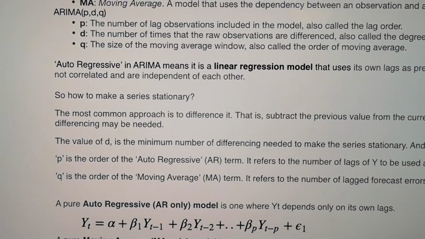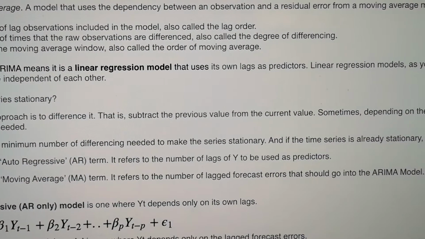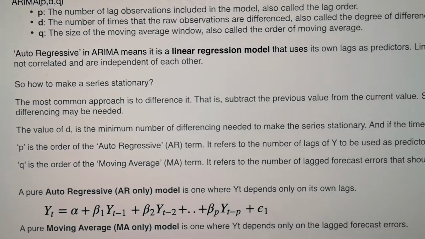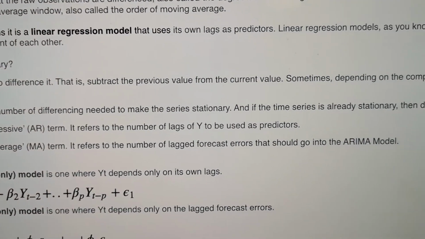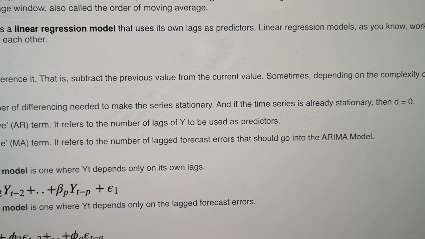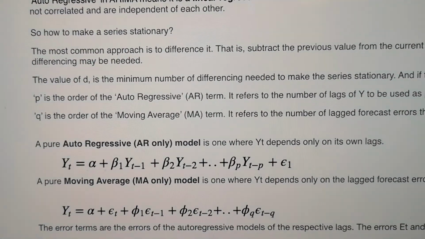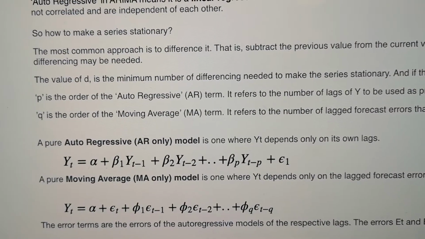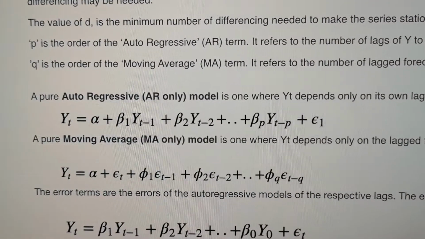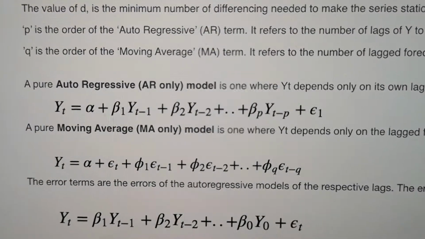For P, it's the order of the autoregressive AR term. It refers to the number of lags of Y to be used as predictors. Q is the order of the moving average MA term. It refers to the number of lagged forecast errors that should go into the ARIMA model. A pure AR only model is one where Yt depends only on its own lags. For example, the time t value here is a linear regression on the previous values at t-1, t-2, up to t-p, plus an error. It's a linear regression here.